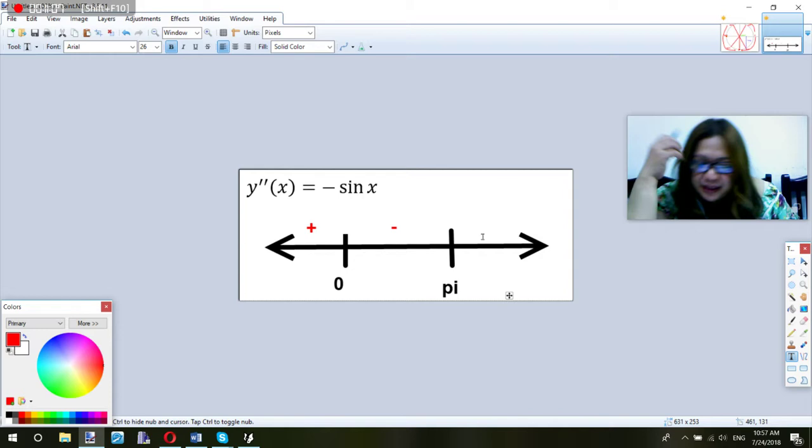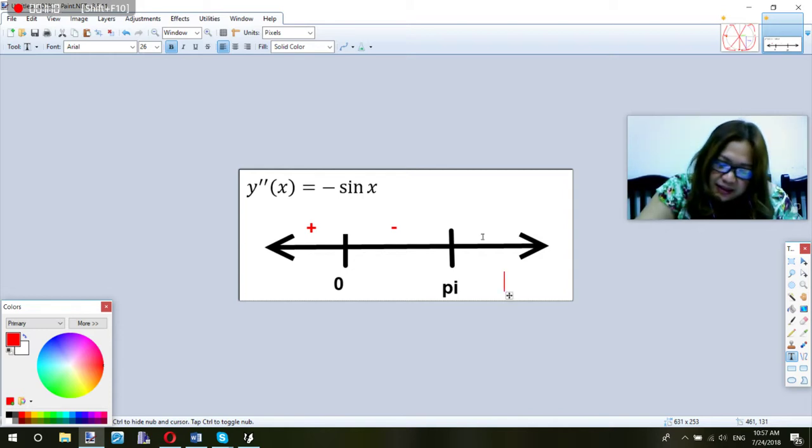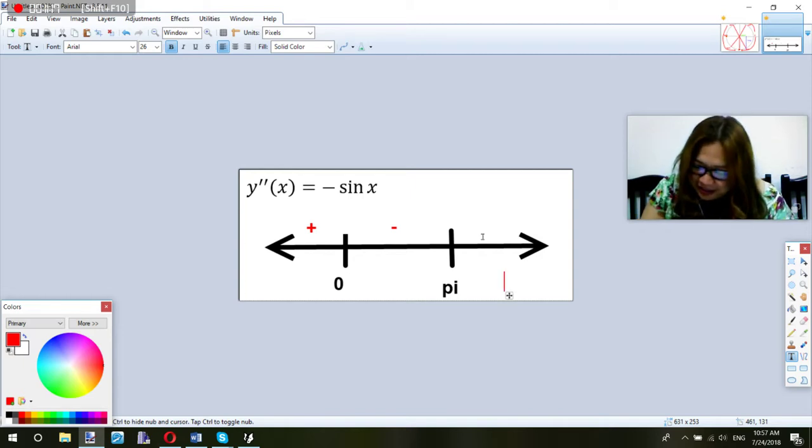5 pi over 6? No, 5 pi over 6 is not quite to pi yet. 3 pi over 2? Let me see. On the unit circle, we've got two values that'll work. I guess 3 if you want to do the 45s. So we could use 7 pi over 6, we could use 5 pi fourths, or we could use 4 pi thirds.